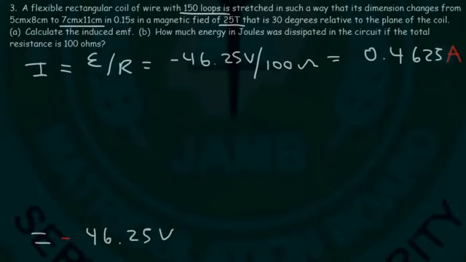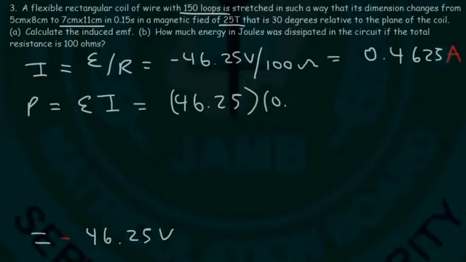Now that we have the current, we could find the power dissipated by the circuit. It's the voltage or the induced EMF times the current. So it's 46.25, that's the induced EMF, times the current, which is 0.4625. And so that's going to be 21.39 watts.